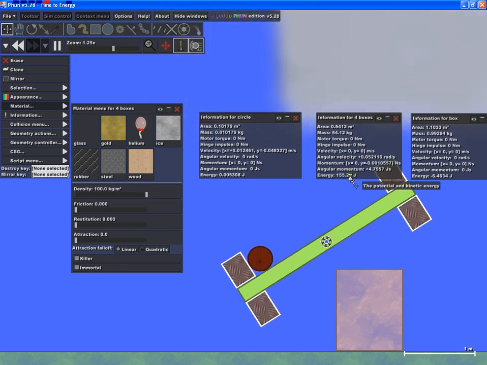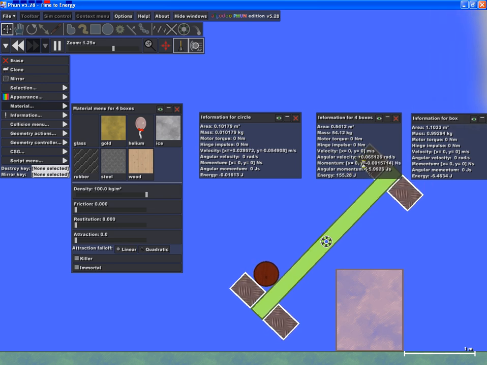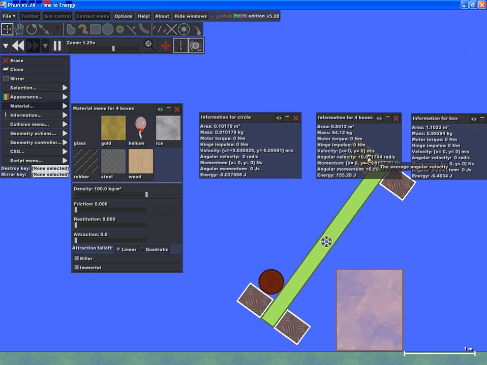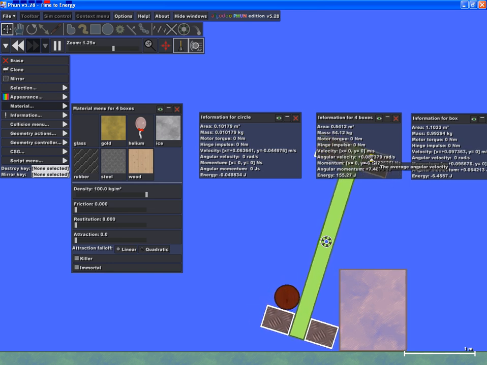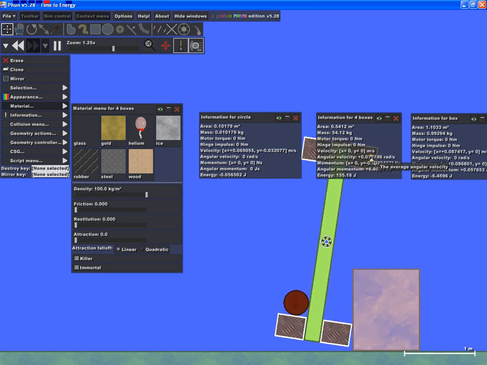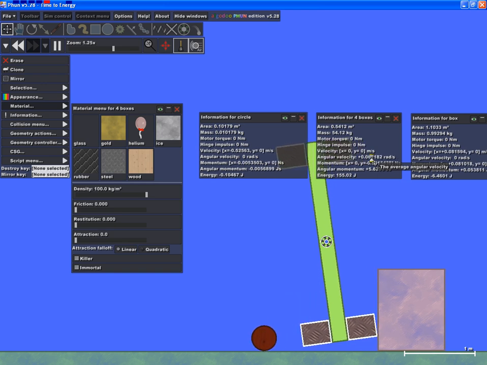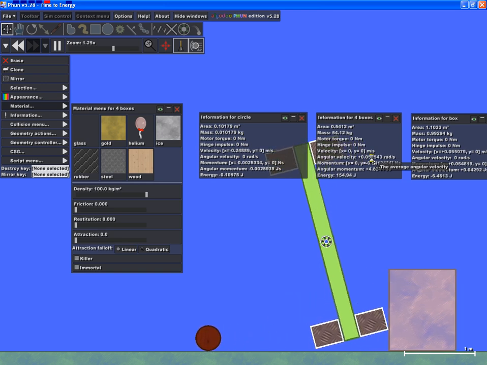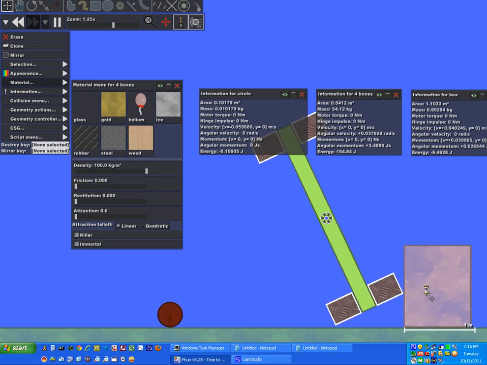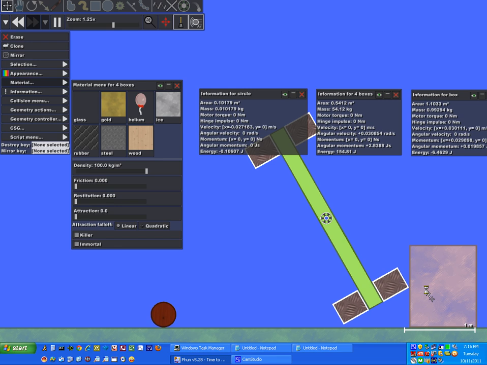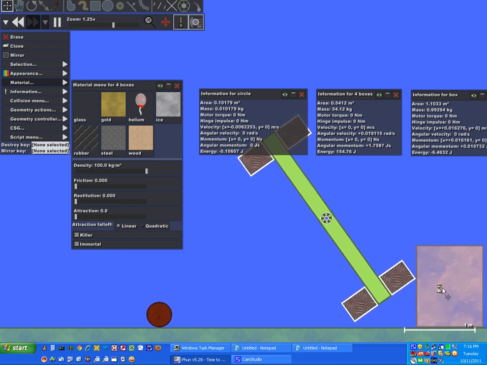It's increasing slightly. Our angular velocity is 0.07, 0.08, 0.081 almost. Really slow. But look at all that energy that we're transferring and still transferring and still transferring.